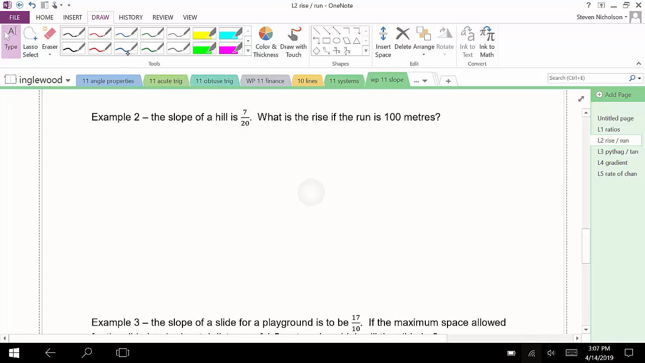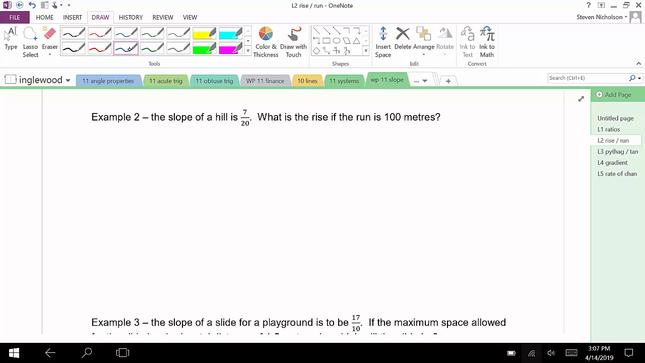So here's an example of one of those occasions. The slope of a hill is 7/20. So the vertical change is 7 meters, or whatever the units are given, for every 20 units of horizontal change. And what the question is asking is, what is the rise of this hill if the run is 100 meters?